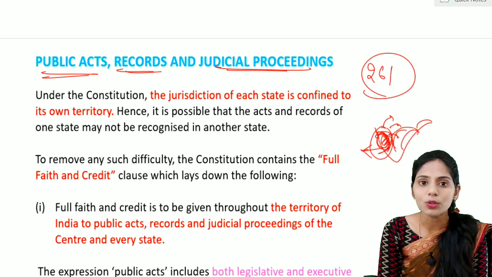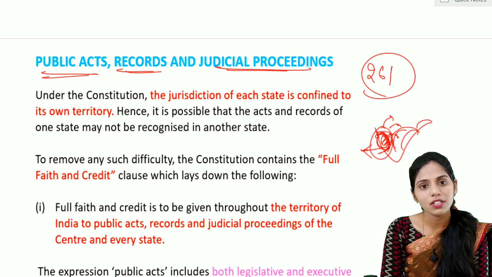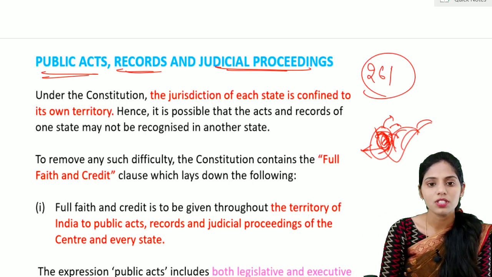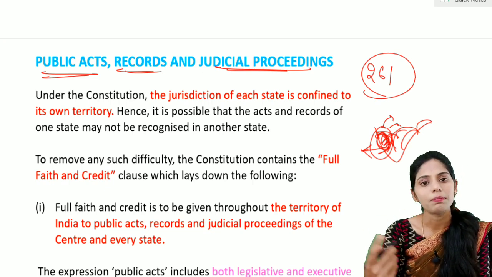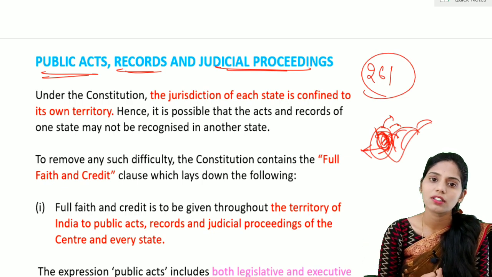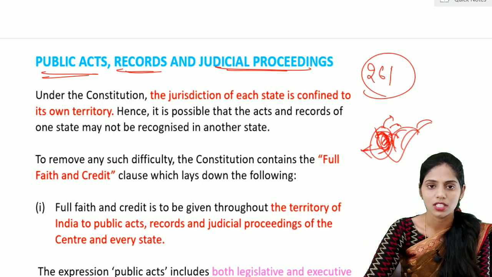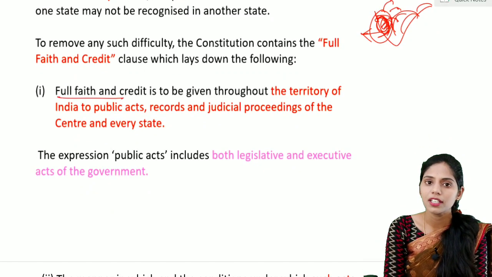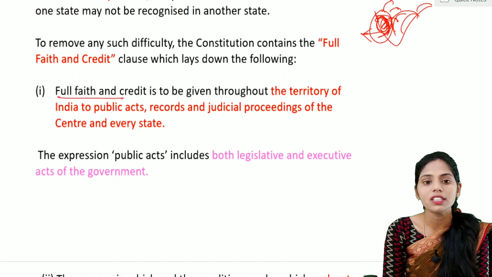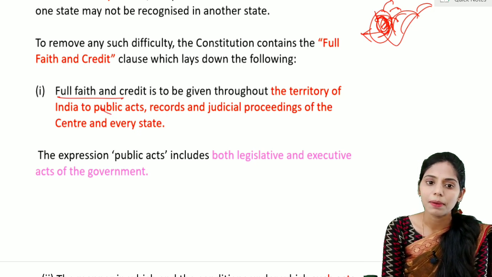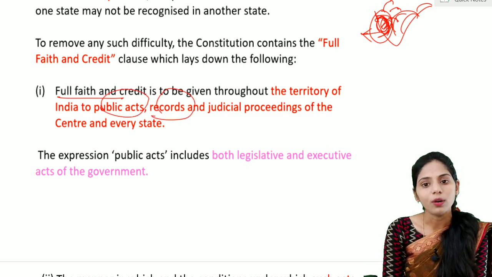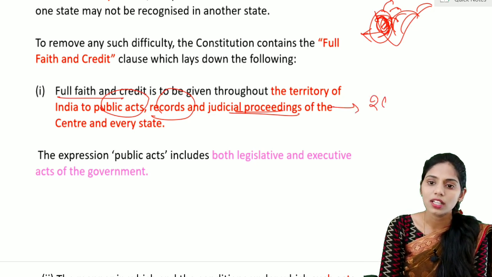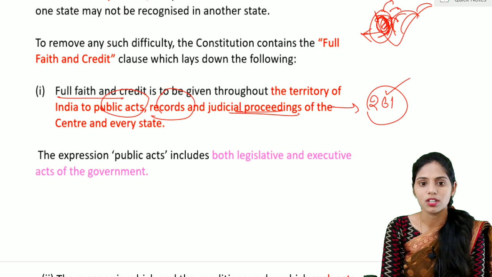So mainly to remove that difficulty, the constitution contains the full faith and credit clause, which includes the first one, public acts, the second one, records, and the third one, judicial proceedings. Let us see one by one. The first one is that full faith and credit is to be given throughout the territory of India regarding the public acts, records and judicial proceedings of the center and every state, as stated in Article 261 of the Indian Constitution.